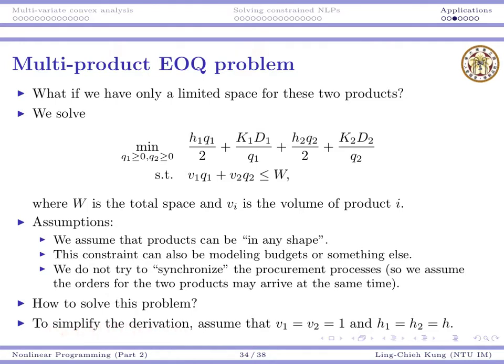To simplify the derivation and give you an easier time, let's say V1 and V2 are the same, and h1 and h2 are the same. These are just some simplifying assumptions. You will see that for our derivation, these simplifying assumptions do not really matter. We can still apply the same method to solve problems without these assumptions, but with them, the derivation becomes easier.